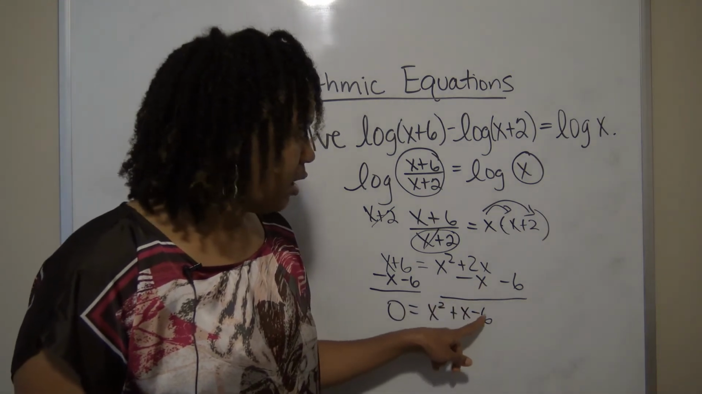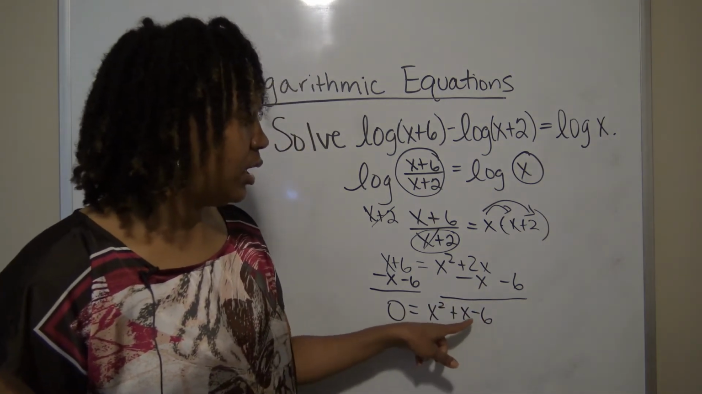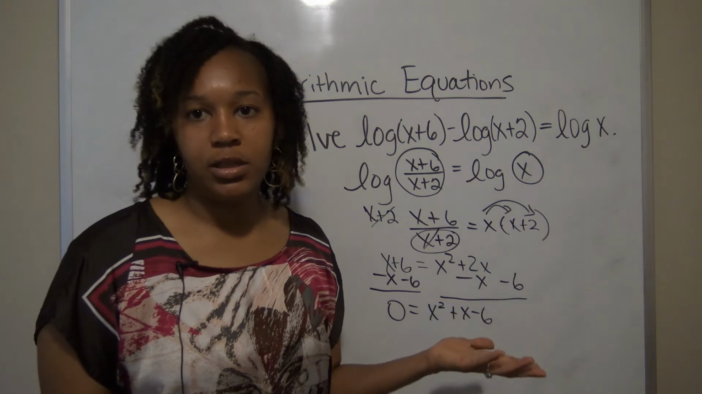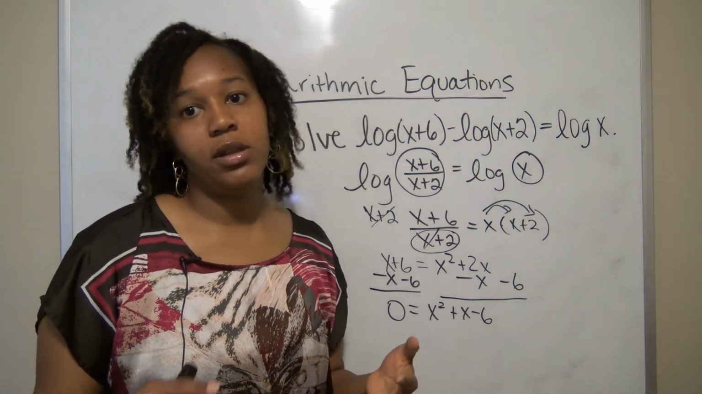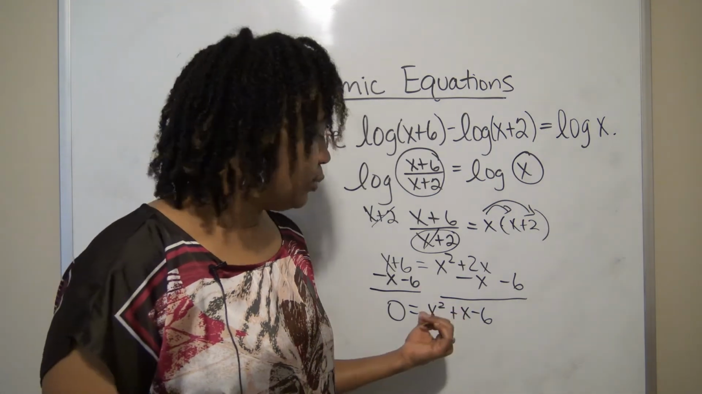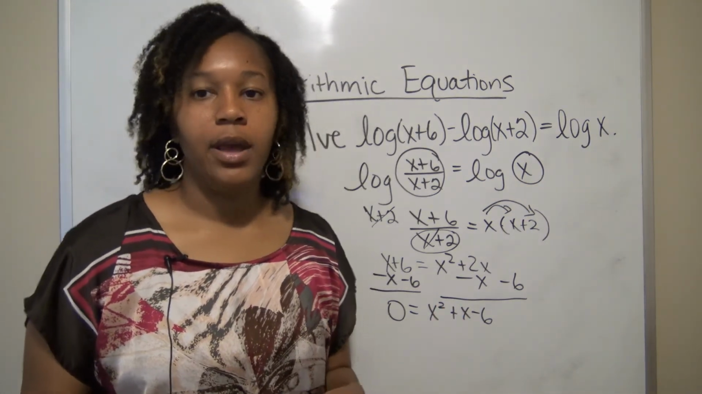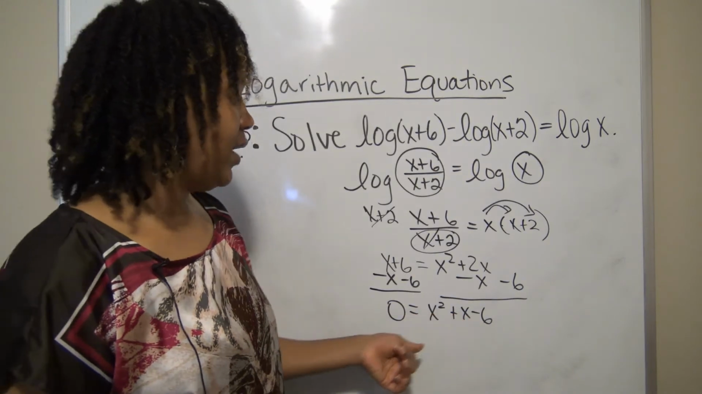In order to solve this quadratic equation, we could use any of the methods we've learned about solving quadratic equations: factoring, quadratic formula, completing the square. In this one, you actually can't use the square root property. However, this one looks like it's going to factor really nicely.